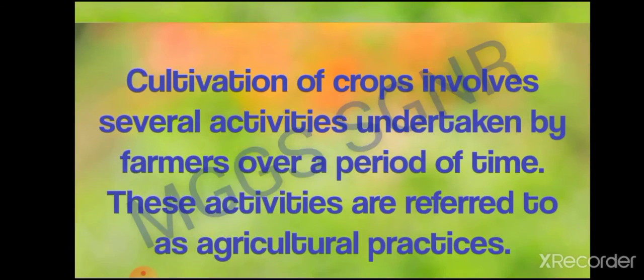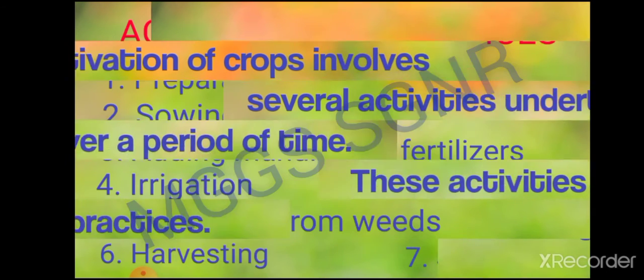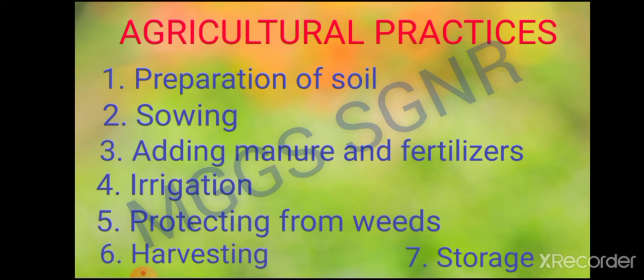Cultivation of crops involves several activities undertaken by the farmer over a period of time. These activities are referred to as agricultural practices, and what are those practices? Preparation of soil before growing the crops is the very first step. This is the most important step while cultivating crops: turning and loosening the soil. This is what preparation of the soil for sowing the seeds means.